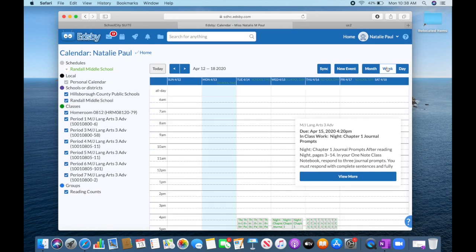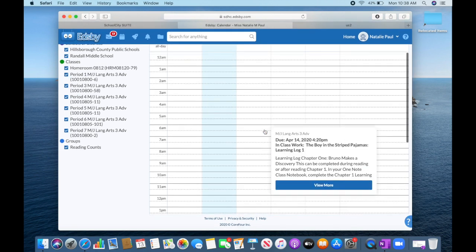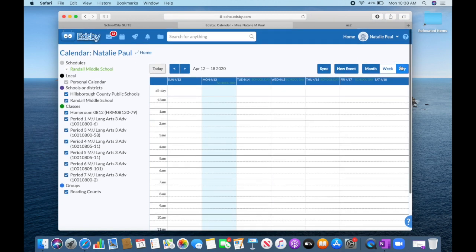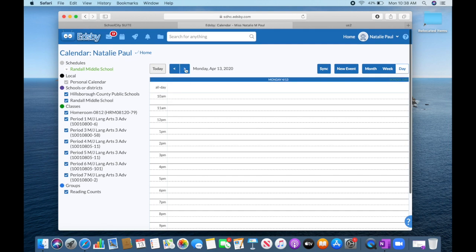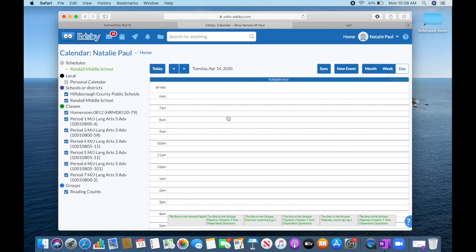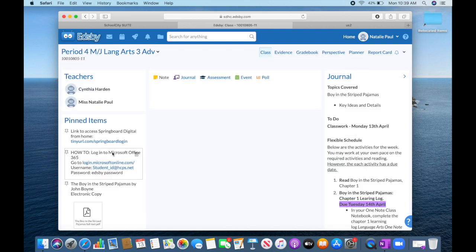You can also go to the week, and it will tell you for the week. And it also looks like you can go to the day. So you don't have anything due today. So this is only going to tell you when assignments are due. There is work due tomorrow, because this is on Tuesday. If we go back home, let's have a look at fourth period.